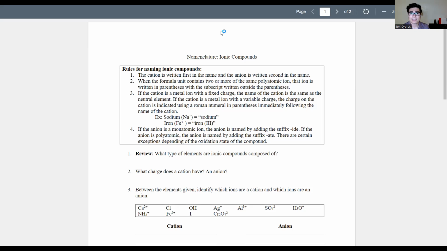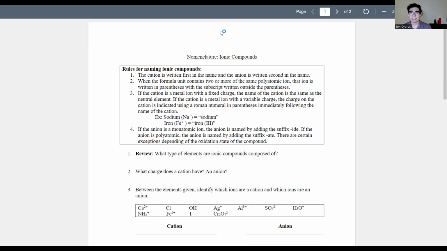Two, it says when the formula unit contains two or more of the same polyatomic ion, that ion is written in parentheses with a subscript written outside the parentheses. So we actually saw a little bit of this, right? Where I had to put parentheses and then put a subscript to show that there are multiple of these polyatomic ions. You don't just add the nitrogens and oxygens, because that changes the composition, which changes the chemistry. So we said that there's four of these polyatomic ions attached to this one thing.